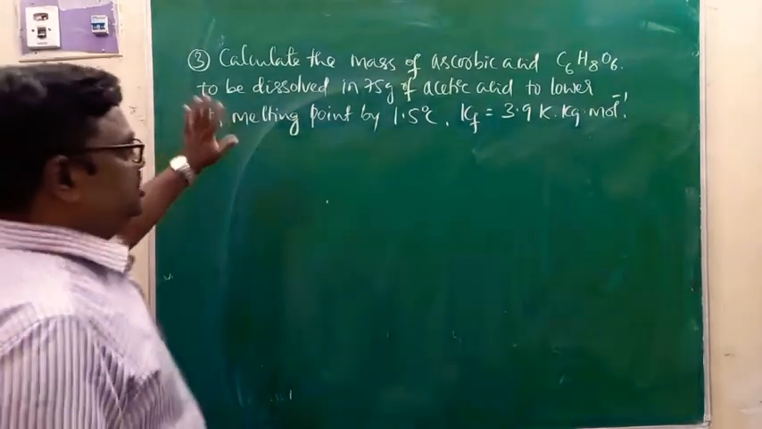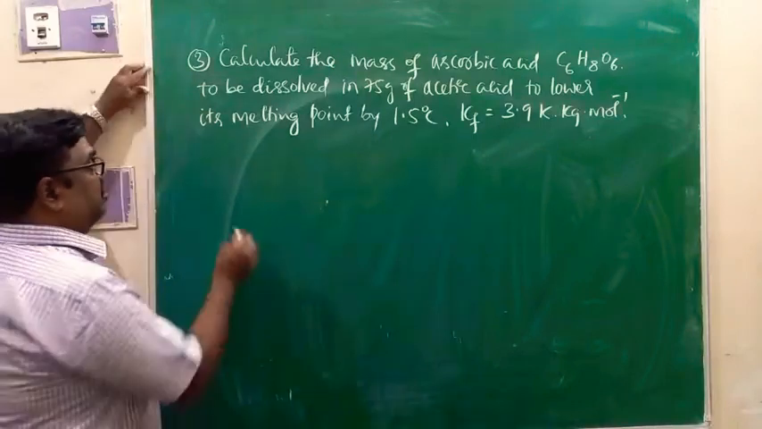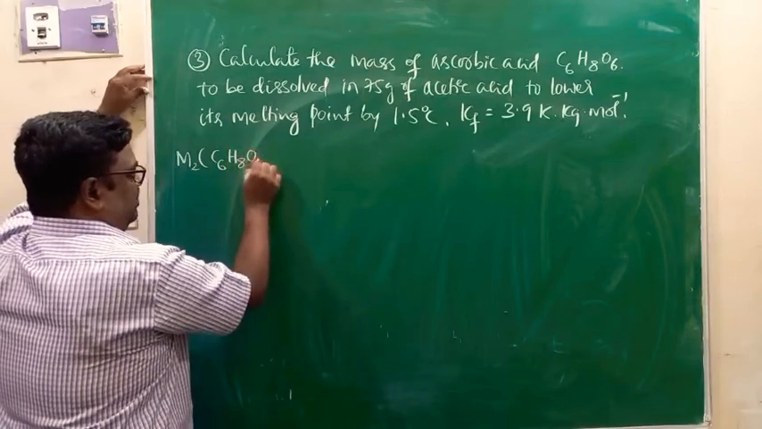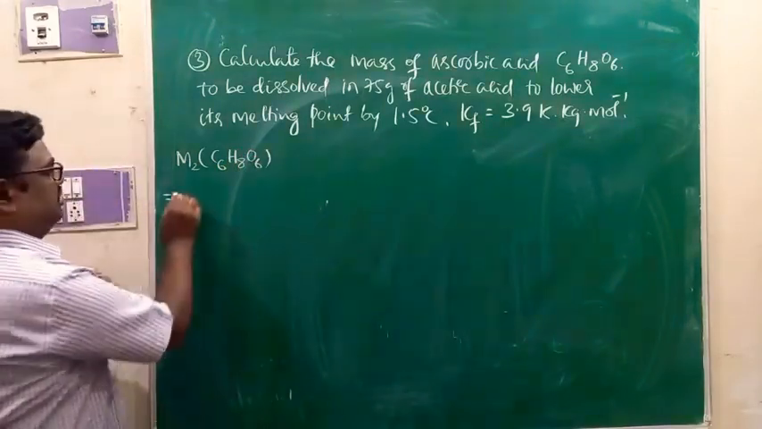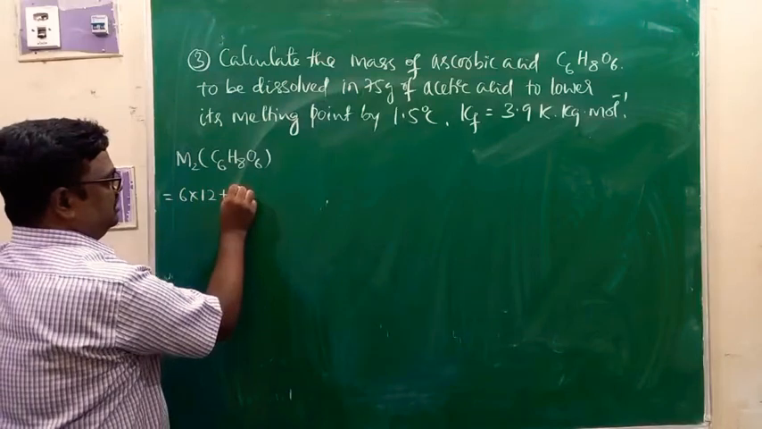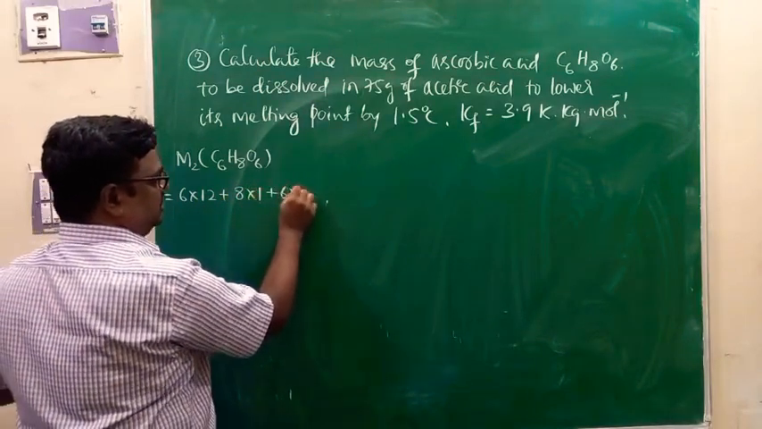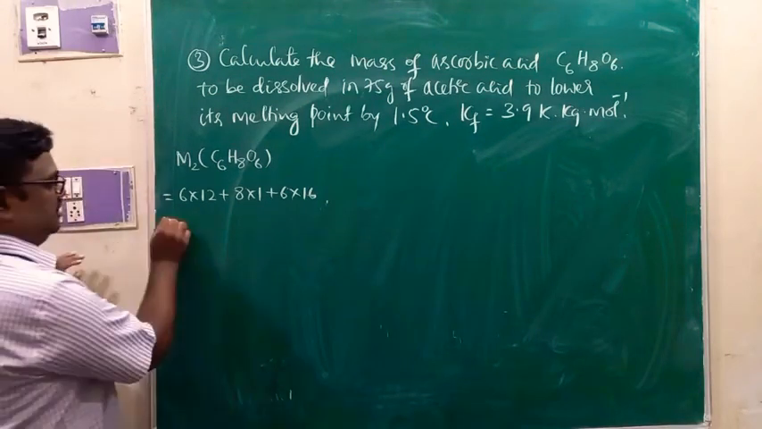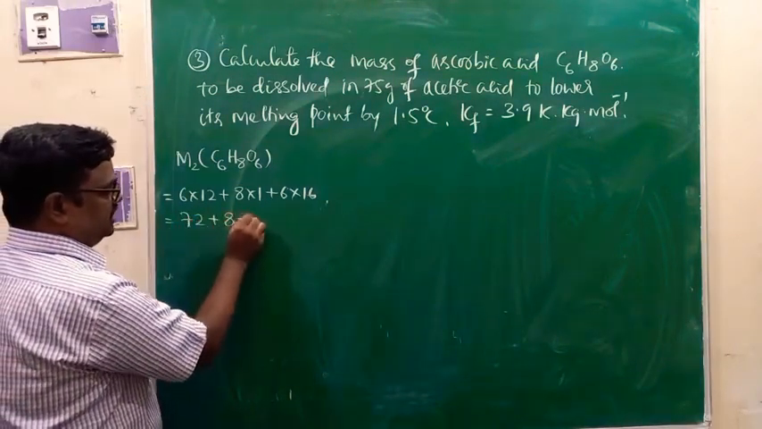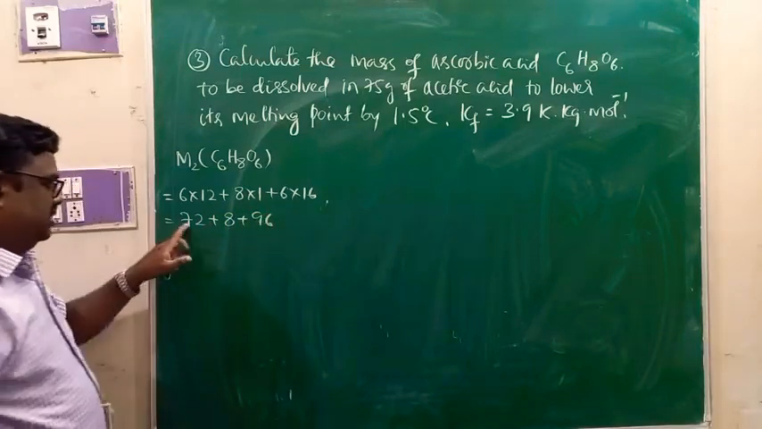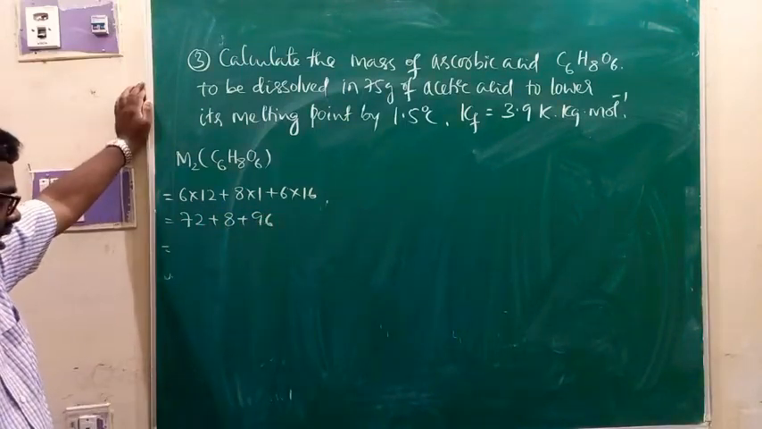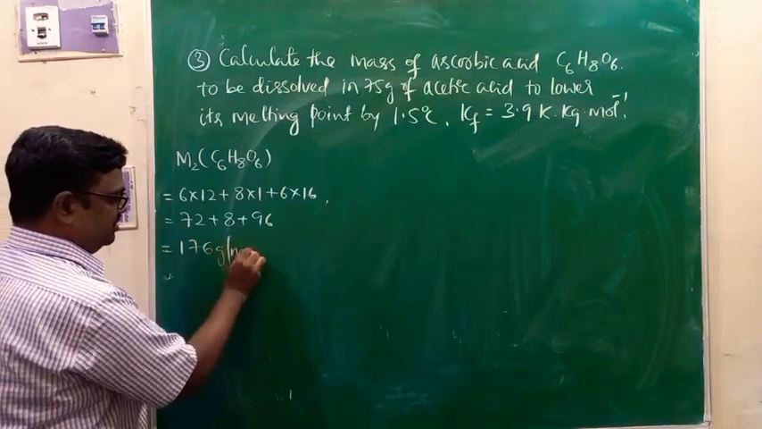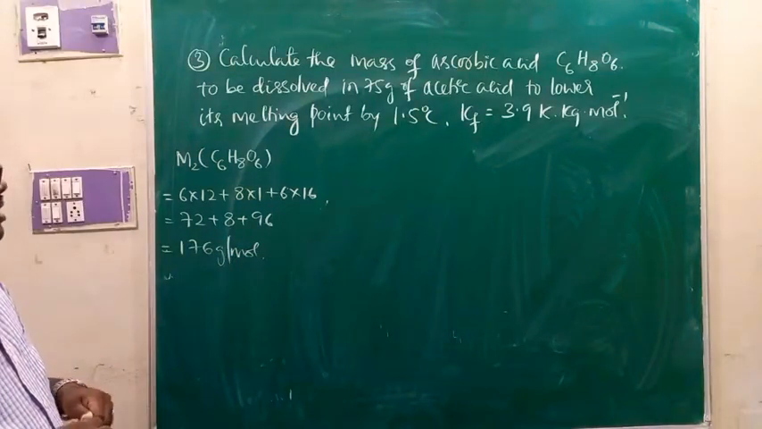Calculate the mass of ascorbic acid of formula C6H8O6. The molar mass of solute, M2, is 6 into 12 plus 8 into 1 plus 6 into 16. I am finding the molecular mass of ascorbic acid. That is 72 plus 8 plus 96. 72 plus 8 is 80, and 80 plus 96 is 176 gram per mole. M2.